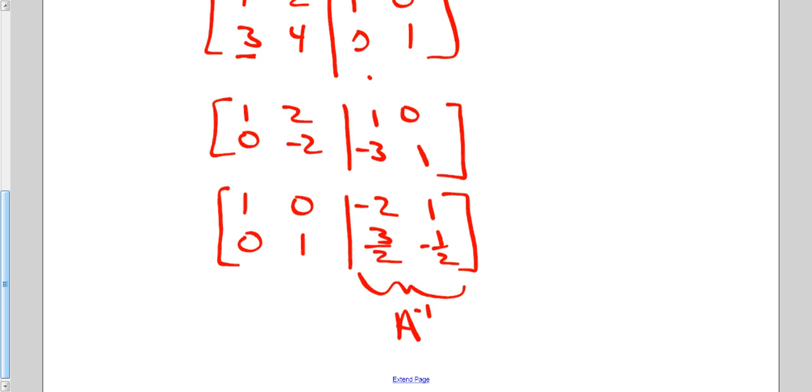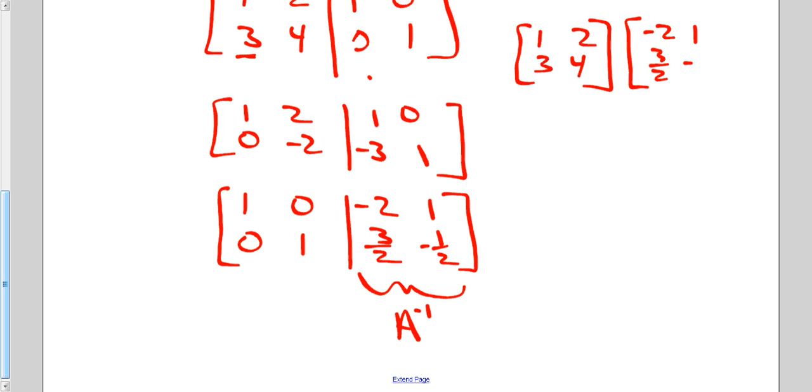What do you think I get when I multiply A? A was 1, 2, 3, 4. What do you think I get when I multiply A by negative 2, 1, 3 halves, and negative 1 half? What do you think I get? 5, 7. It's a 2 by 2 times a 2 by 2, right? I'm going to get another 2 by 2, right? What do you think that's going to be? The identity matrix. 1, 0, 0, 1. Yeah, let's check it.